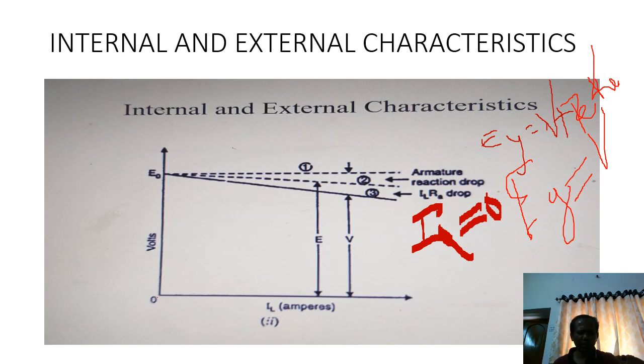When we connect the load, there is a change in the current. The armature current passes through the armature, and at that condition you get the characteristic Eg versus armature current at constant load and constant speed. The second one is terminal voltage V versus Ia, where Ia is equal to IL. You learned this in the previous lecture.